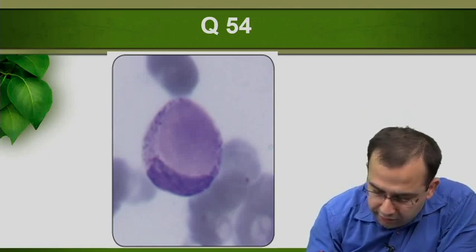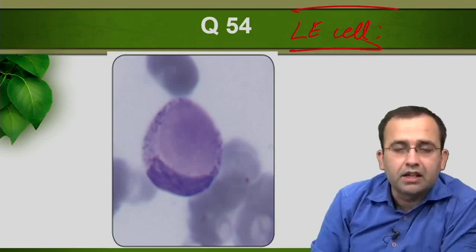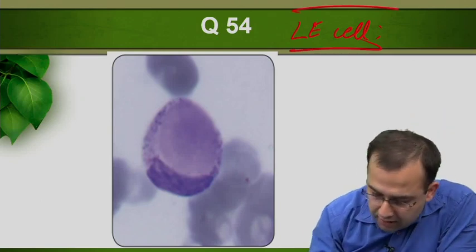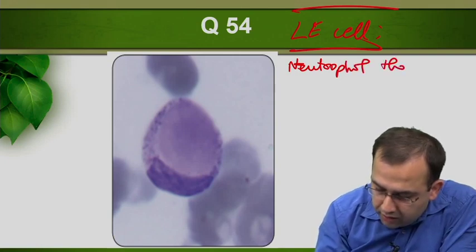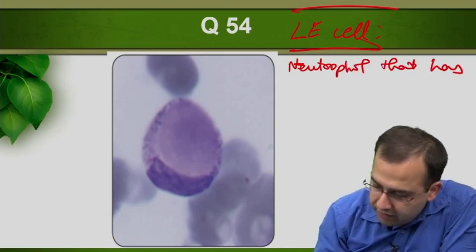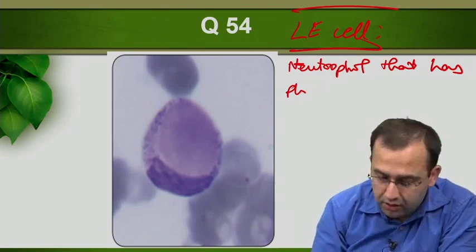Next, again a good question. Question 54, an important future question. This is an LE cell. That is, it is a neutrophil that has phagocytosed denatured nuclear material of another cell.